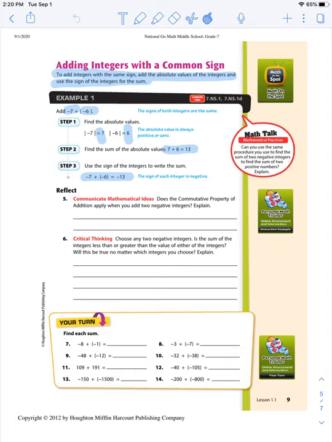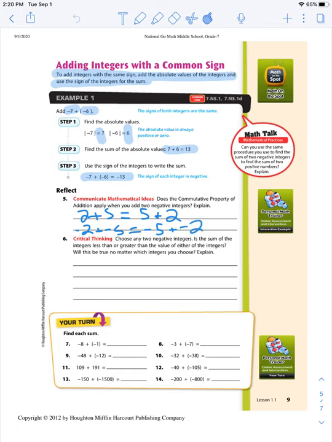All right, so let's reflect on this. Does the commutative property of addition apply when you add two negative integers? Yes, it would. You can add them in any order as long as you keep the negative sign. So commutative property of addition is saying, 2 plus 5 equals 5 plus 2. If we use negative numbers, we have -2 plus -5 is still equal to -5 plus -2.